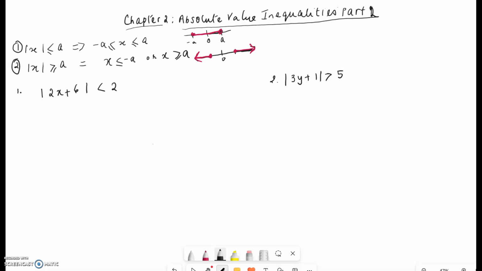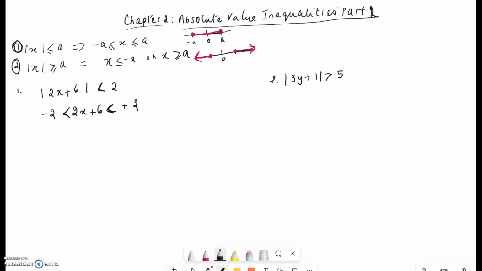So here we have absolute value of 2x plus 6 is strictly less than 2. So we're going to use the first rule, rule number 1, since we have the less than symbol. And we're going to write this as the quantity within the absolute value, that is 2x plus 6, lies between, and notice the direction of the inequalities. Both go in the same direction. -2 on the left, +2 on the right.